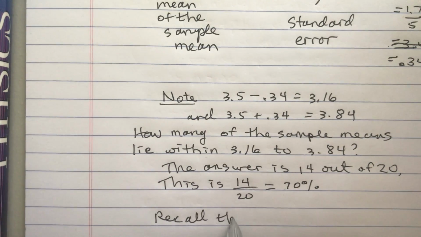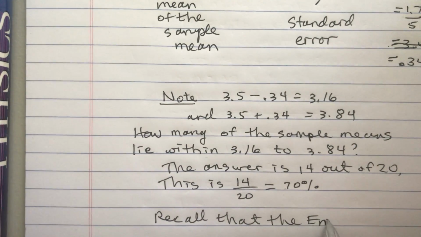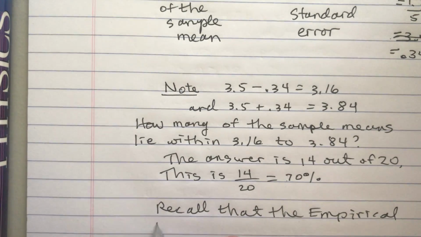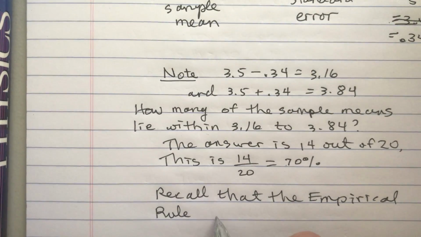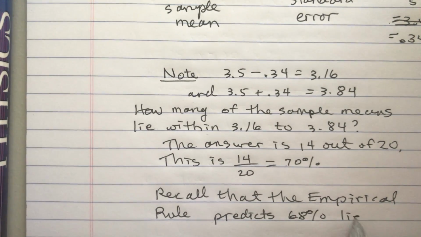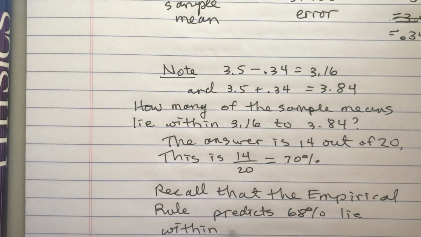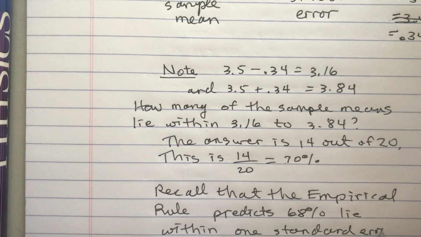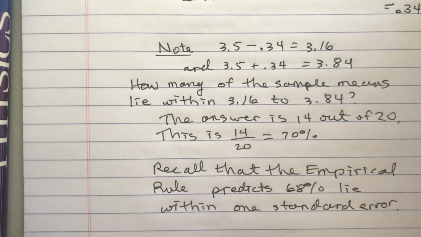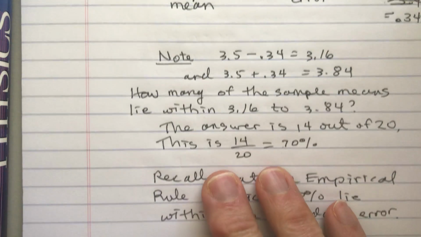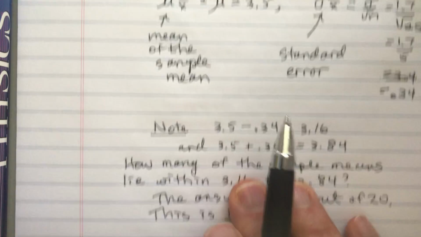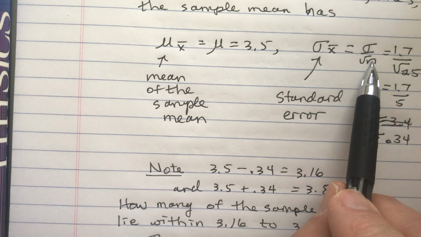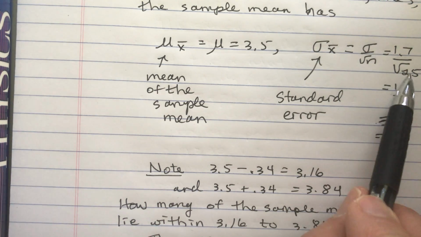Recall that the empirical rule predicts 68% lie within one standard error. Here I'm using the word standard error instead of standard deviation. Standard deviation is for rolling the die once, but standard error is for rolling the die 25 times. This number for the standard error gets smaller when the denominator gets bigger, when n is larger.